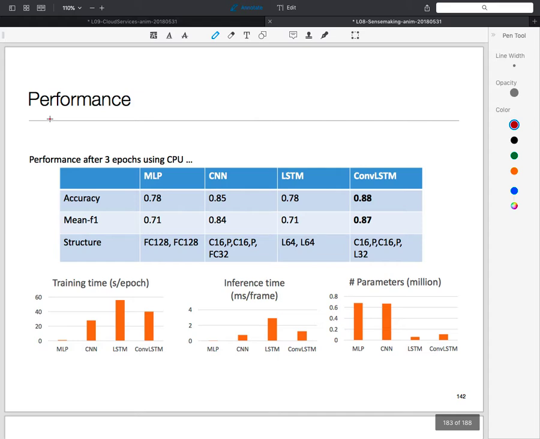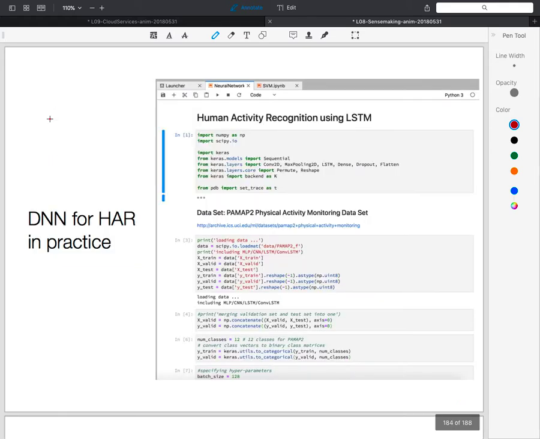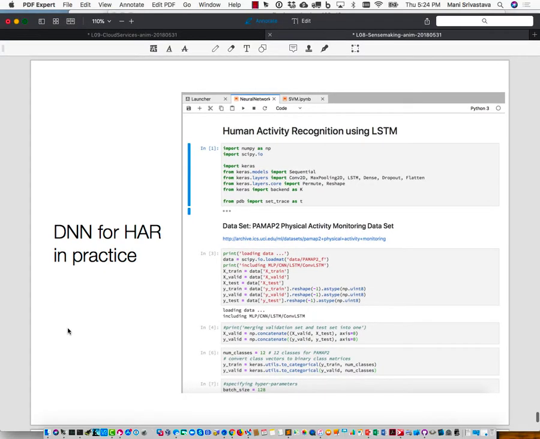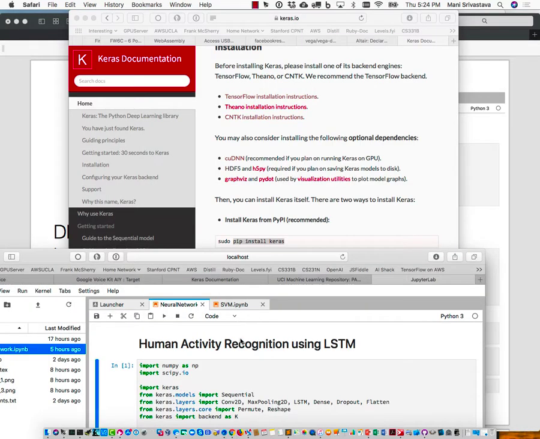Let me show the notebook to see how this kind of code looks. And again, I'll post it on Piazza. You are welcome to use it.